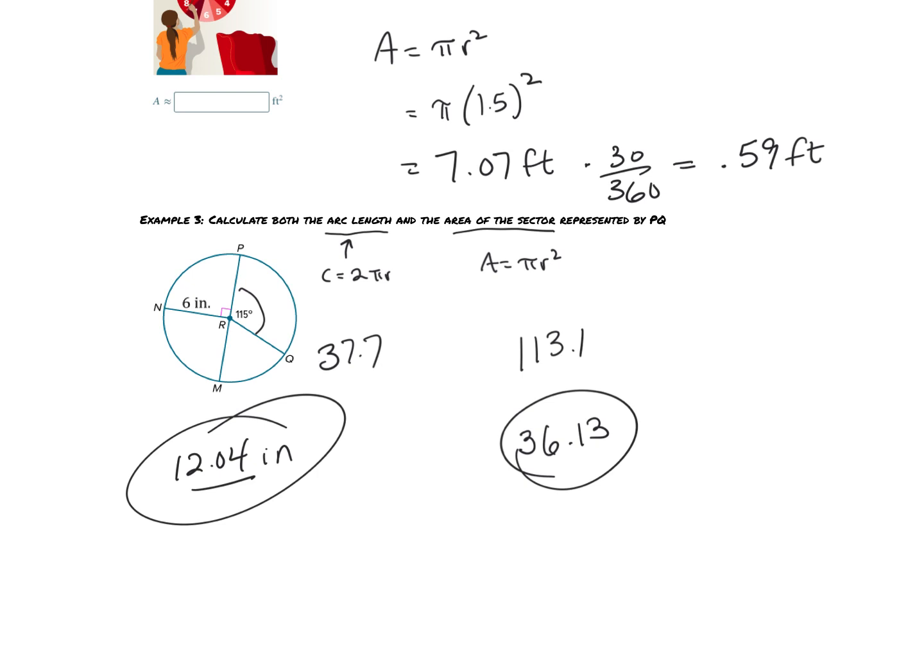If you are still struggling with this concept after all of these examples, please speak to myself or speak to your teacher to get additional help, because clearly you're making a mistake somewhere and we need to figure out where that mistake is.